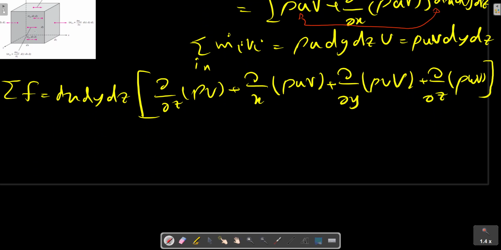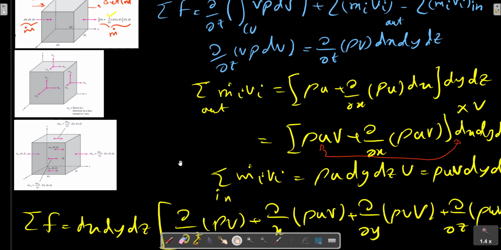Now we should obtain an expression for the resultant forces on an element. These two pictures show the forces on an element, which is considered as the control volume in this proof. So we can have the relation for the summation of forces on a control volume.